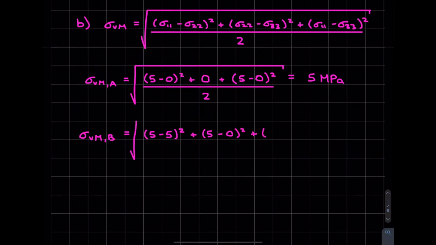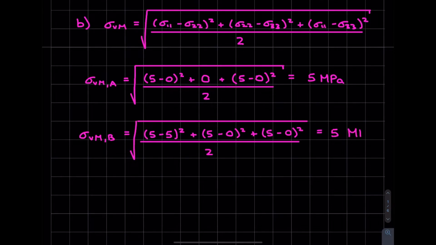And then we have sigma 1,1, which we know is 5, minus sigma 3,3, which is still 0, so squared. I'm just going to finish this up. So we know that we have to close the square root sign, and we have to divide everything by 2. And what we get is this is actually also equal to 5 MPa. And we're going to discuss why that is a little bit later in the course. So again, we can see that the sigma von Mises of A and the sigma von Mises of B are the exact same.